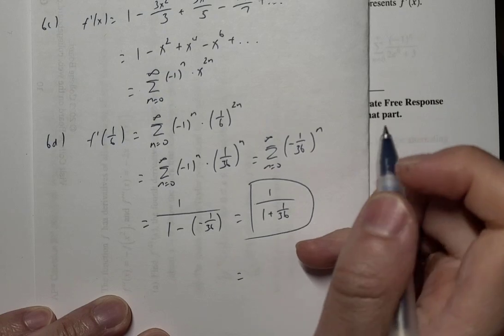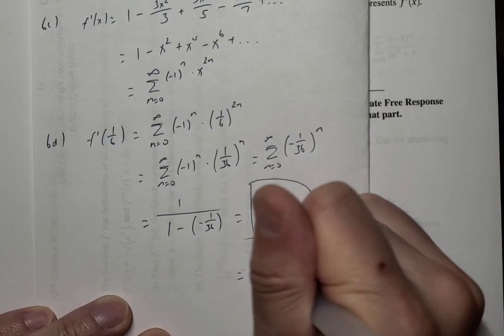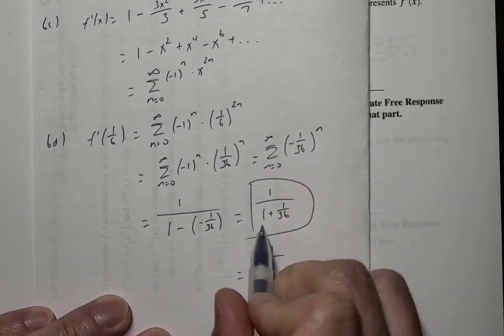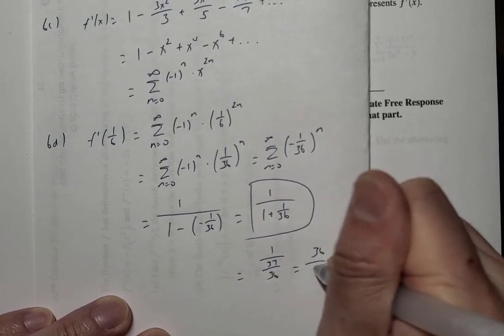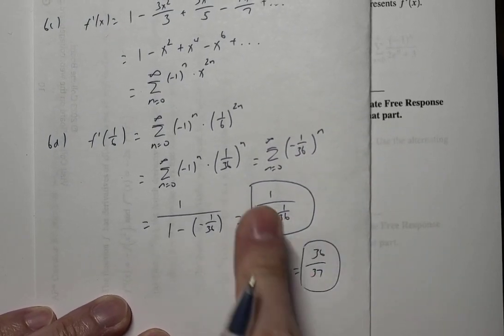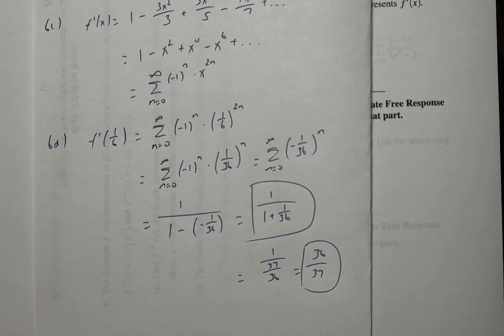It's not too bad. Okay, this is 1 over 1, this is 36 over 36, right? So 37 over 36, which is 36 over 37. So this is acceptable as well. I would honestly just do that to not risk it. Okay, and that's it for this problem. It was not too bad.